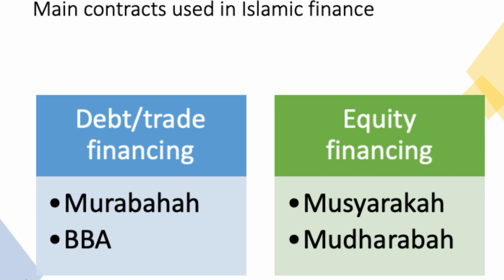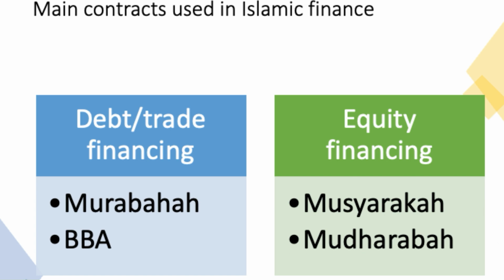debt/trade financing contracts. It is called debt financing because contracts such as murabahah and bai bithaman ajil are used to construct or design financial products such as car loan, housing loan, personal loan, products like that. And those loans become debts to the borrower. That's why these contracts are also referred to as debt financing contracts.